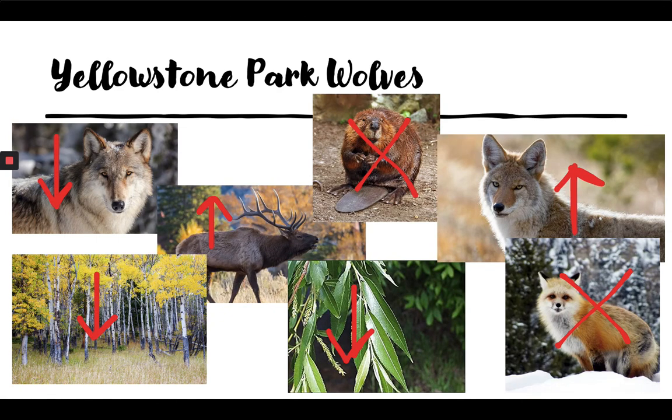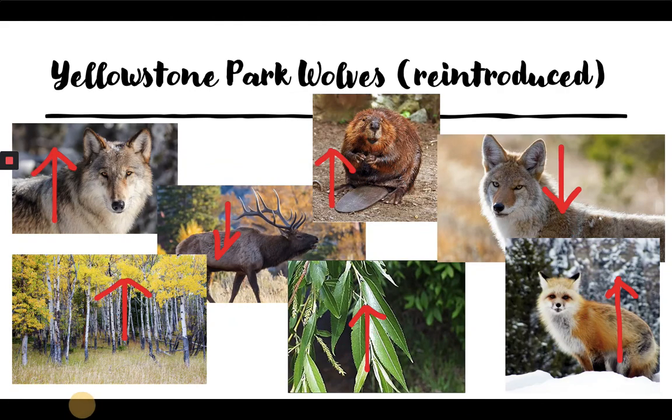Now, after this happened and the ecosystem was so drastically changed, the US government decided to reintroduce wolves into the Yellowstone ecosystem. These pictures show the results of reintroducing the wolves. So the wolf population increased and the elk population decreased. There were fewer elk eating those plants, so their populations increased. As a result of the trees coming back, the beavers returned to the ecosystem and their populations went up.